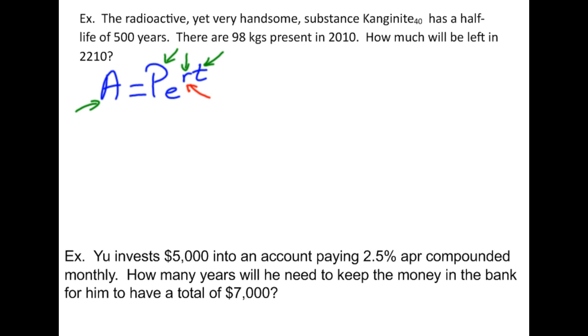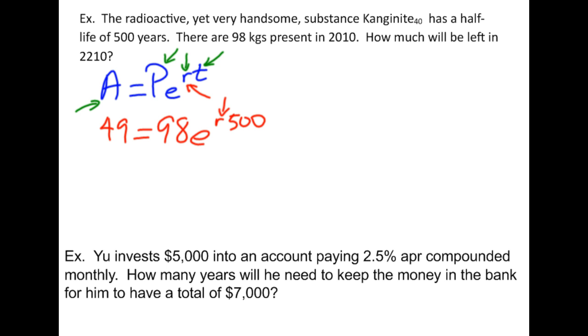The idea of half-life, as we know, is how long it takes to go from a full amount to half of the amount. Because of that, if I want to find the rate of decay, and again, this is just one way of doing it, if I started with 98 kilograms, in 500 years I would be left with 49 kilograms. If you take a look at this, wouldn't I be able to solve for R now? If I solve for R, that'll tell me what my rate of decay is.